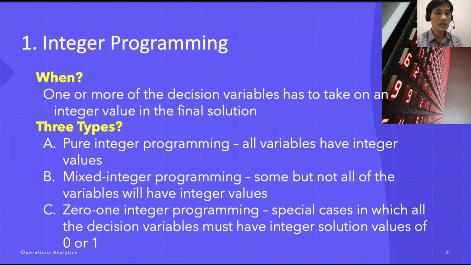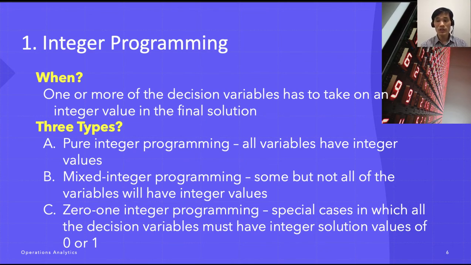The first topic is integer programming. An integer programming model is a model that has constraints and an objective function identical to that formulated by linear programming. The only difference is that one or more of the decision variables has to take on an integer value in the final solution. There are three types of integer programming problems.